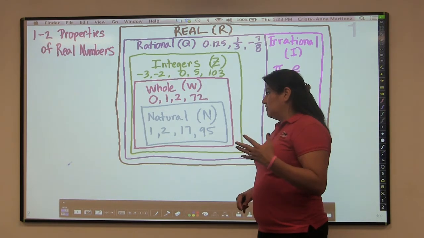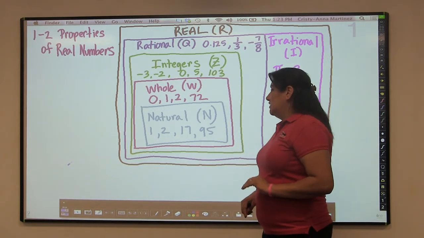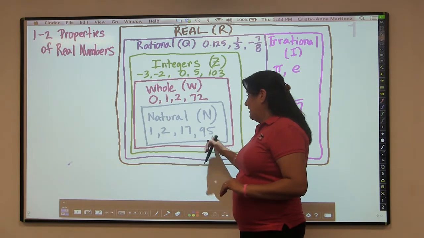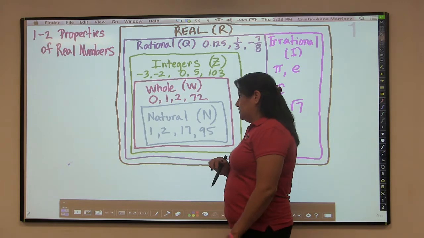So natural numbers basically don't include any of the negatives, don't include 0, so it starts with 1. And it could be something like 2, 17, 95, positive integers basically. So that's the natural numbers.